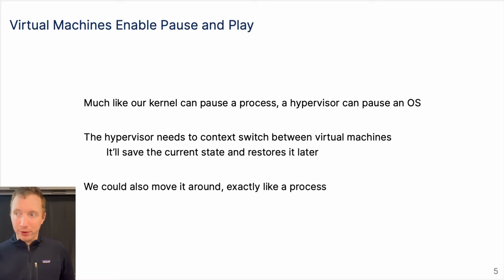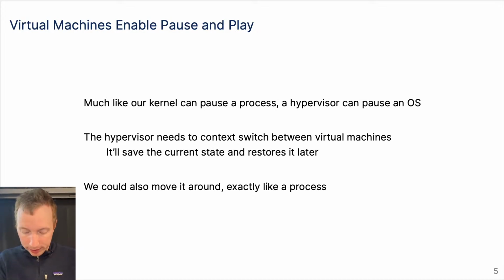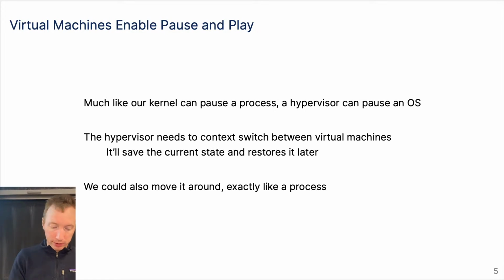One of the cool things virtual machines do is enable some pause and play. Much like our kernel can pause a process and put it to sleep and resume it later, a hypervisor can pause an entire operating system. All the concepts you know for switching processes pretty much apply to switching between kernels. The hypervisor would just need to context switch between virtual machines. It would do the exact same thing as if you were just switching processes. It'll save the current state and restore it later.